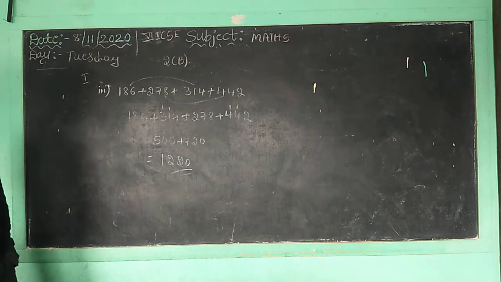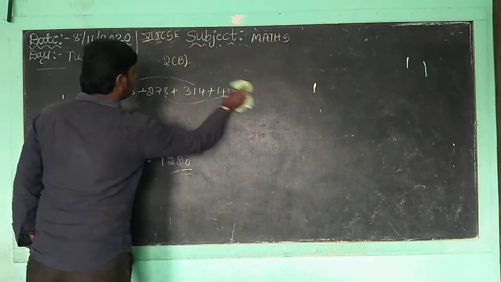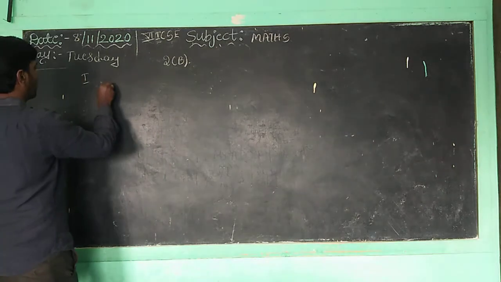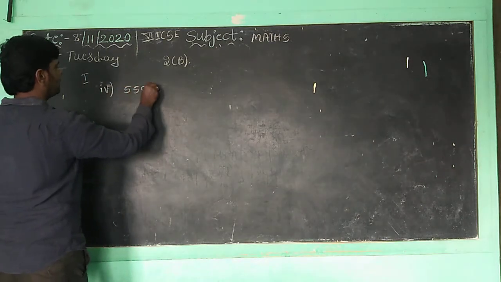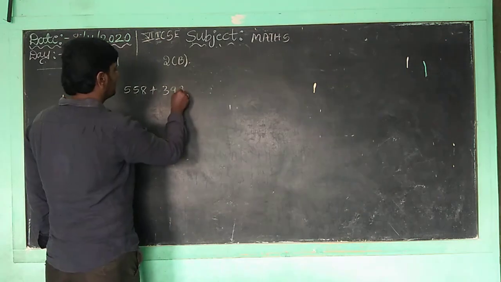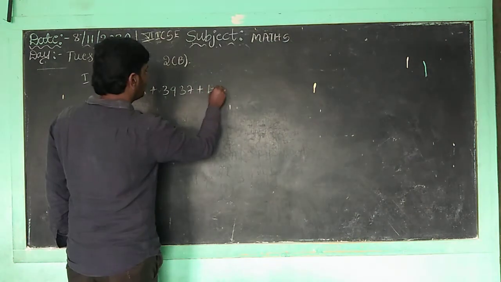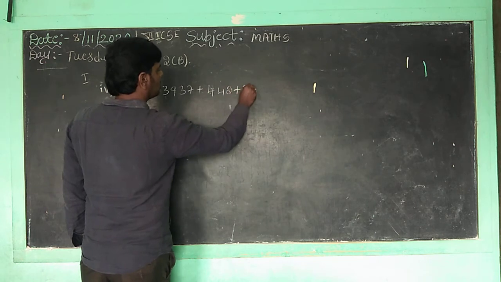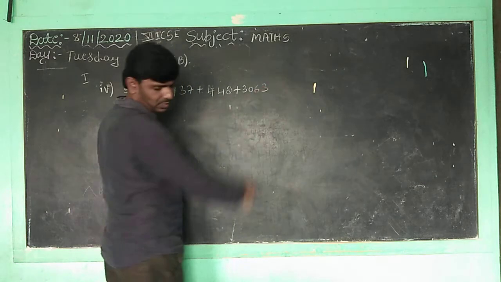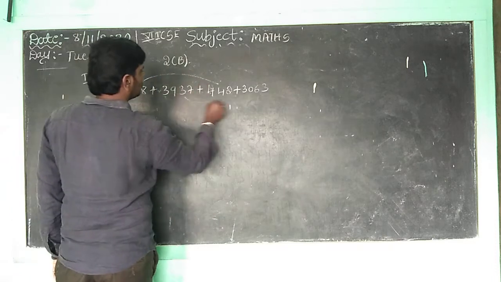Correct, children? Children, you want to take the next question. What is that fourth question? D. It's a very simple question. 558 plus 3937 plus 442 plus 3063. Correct, children? 3063. These two numbers you can add, children. First you want to take these two numbers and these two numbers you want to add.